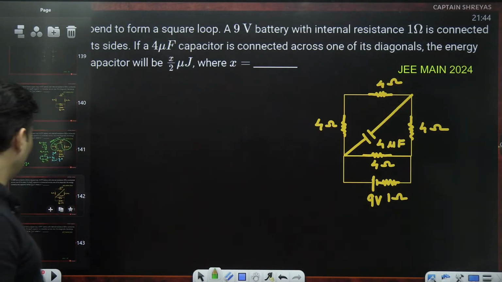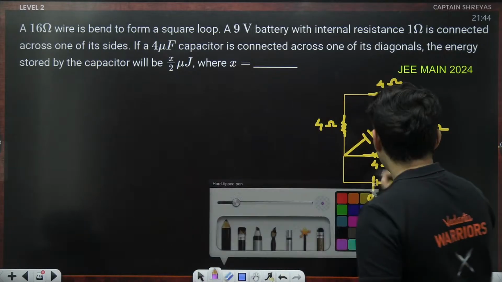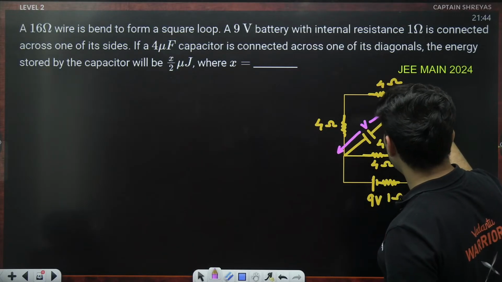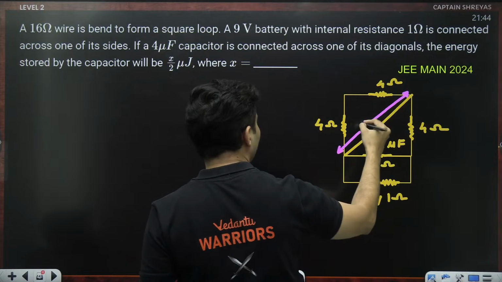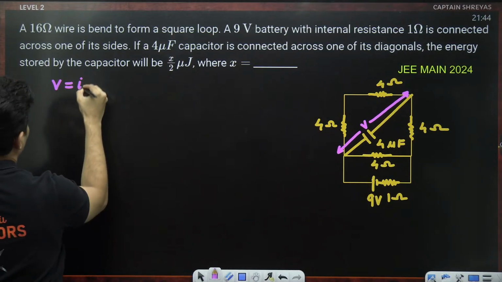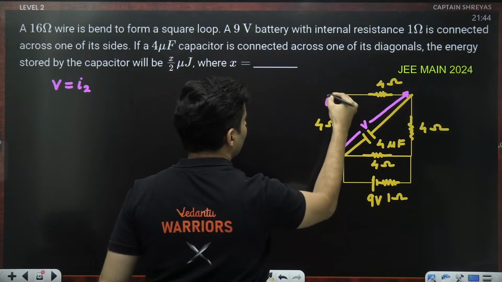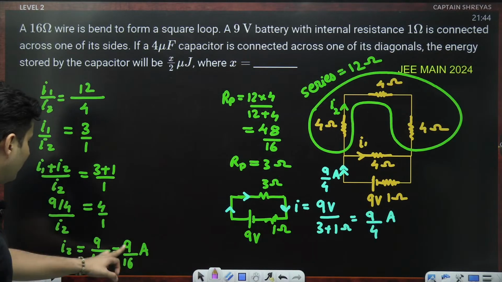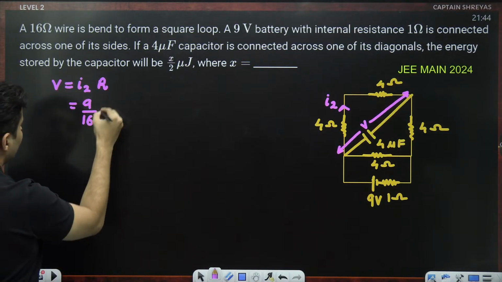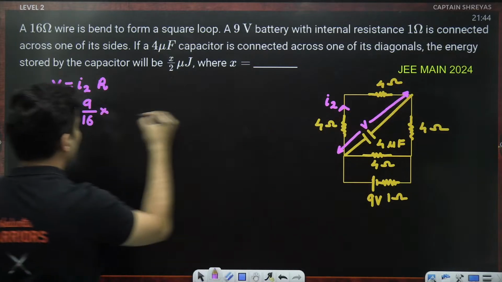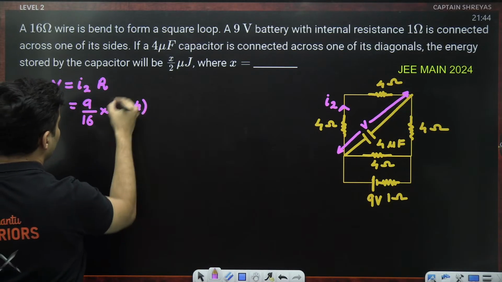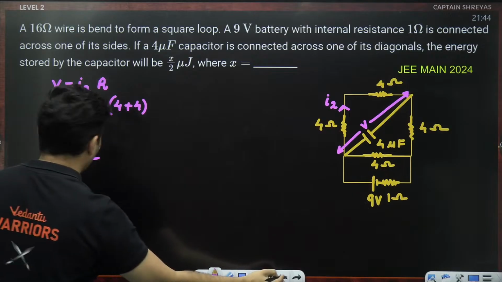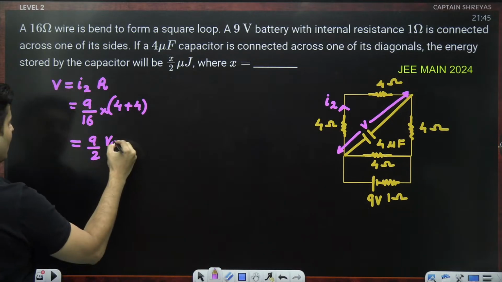I come back here and I look, okay, I want to find the energy. That means I also need to know the voltage between these 2 points. If I want to find the voltage between these 2 points, the only way is to multiply the current in this particular branch, which is I2, into the resistance. Current I2 we just figured out, it was 9 by 16. Resistance in this branch is 4 plus 4, which is 8 ohms. 8 by 16 is a half, so 9 by 2 volts, just keep it like that. 9 by 2 volts.